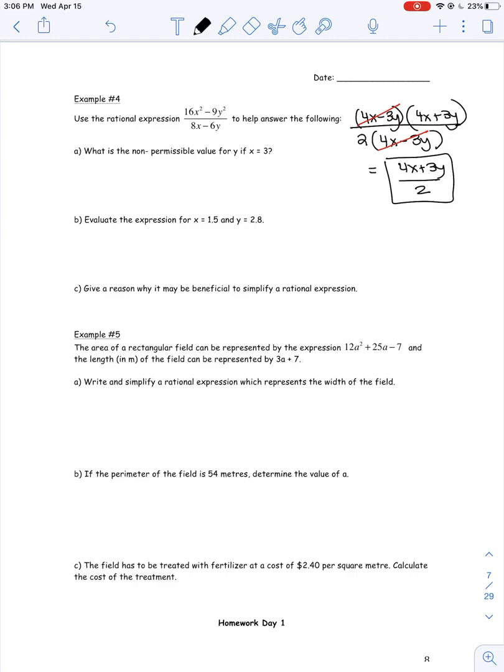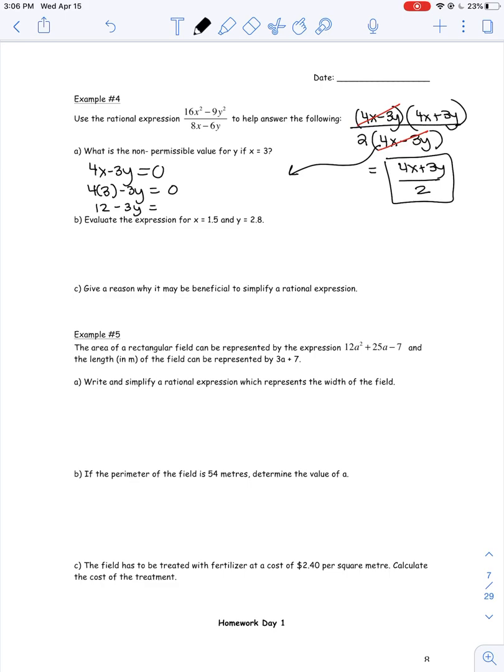What we want to find is what is the non-permissible value for y if x equals 3? Well, the non-permissible values always come from before we cross things off. So we have to look over here at 4x minus 3y. We have to make that equal to 0 because that was before crossing things off. So we're going to make x equal to 3.